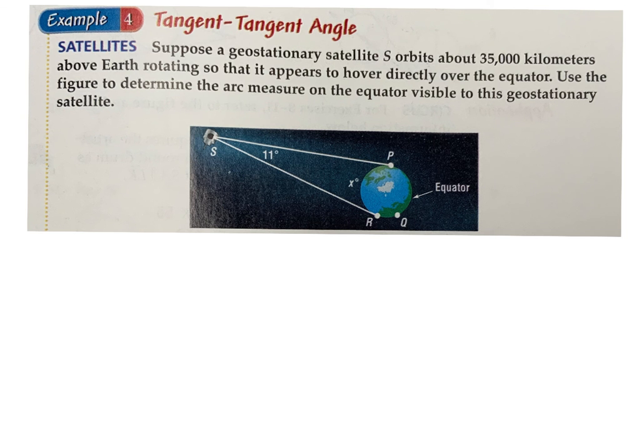All right, let's look at this one. This one's going to make you think a little bit outside of the box. Suppose a geostationary satellite S orbits about 35,000 kilometers above Earth, rotating so that it appears to hover directly over the equator. Use the figure to determine the arc measure of the equator visible to this geostationary satellite. Okay, so they want us to find X and all of that verbiage there. They want us to find this part right here, X. And they're actually asking for the arc here, how much of the Earth.